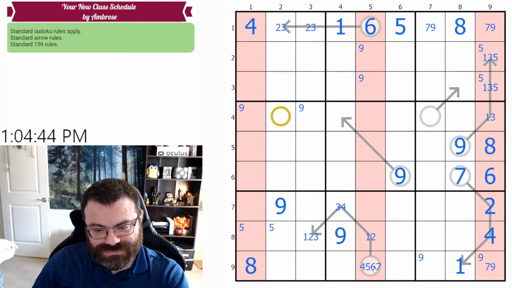Forced to be 7? If this was a 2, I could do 1, 3. I could be a 6. I don't know how I'd be 4, though.